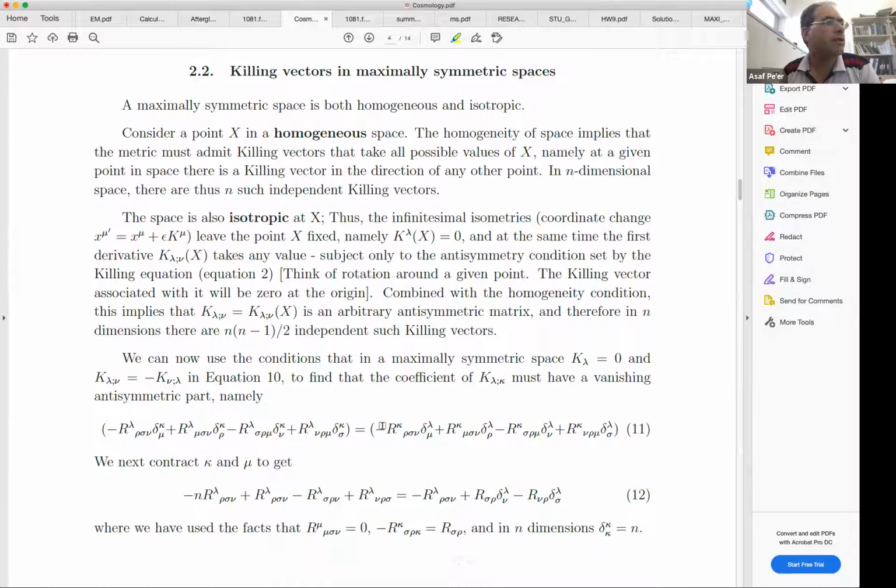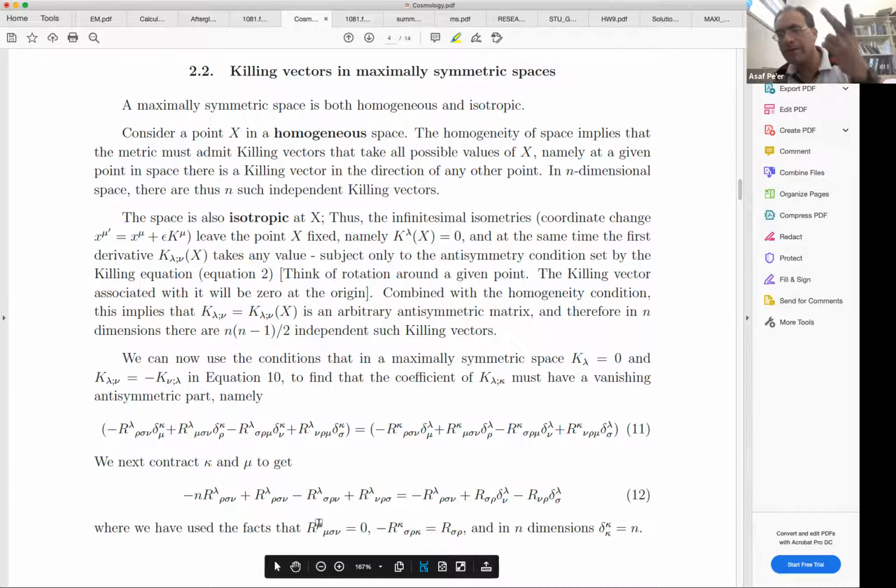And then on the right-hand side, we have here contraction of kappa and mu. So again, minus R lambda rho sigma nu is the first term. The second term is 0 because I'm contracting kappa and mu. When I have a Riemann tensor with the first two indices the same, I can exchange them and I get the minus sign. So this second term is 0. So that gets away.